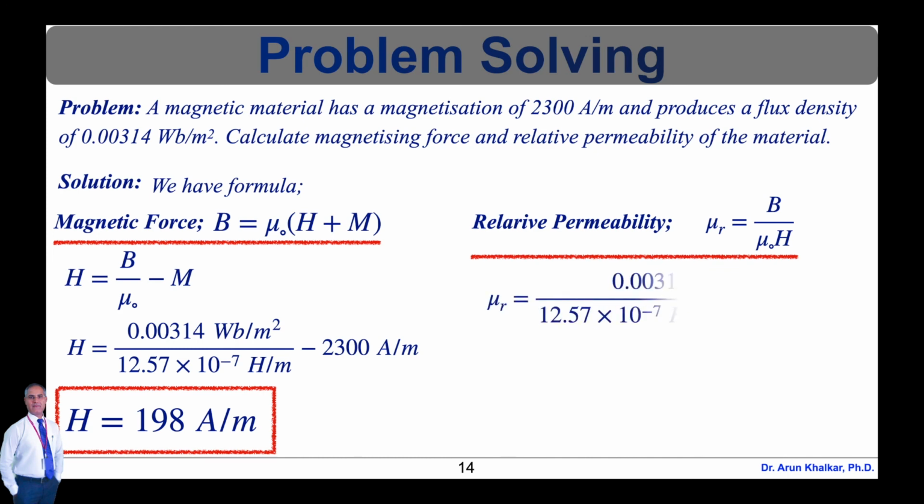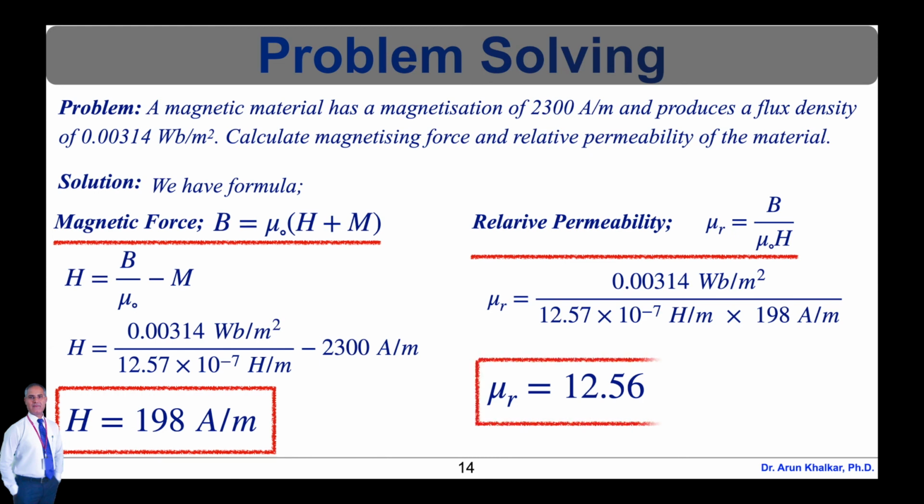Now the relative permeability mu r is equal to capital B upon mu naught into H. So simply by putting the values in this formula, we can write mu r, that is relative permeability, is equal to 0.00314 Weber per meter square divided by 12.57 into 10 raised to minus 7 Henry per meter into 198 ampere per meter. So after calculating this, we got the value of relative permeability mu r is equal to 12.56. So this is the solution of this problem.